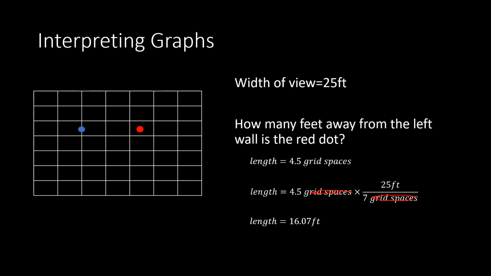And if we do that math, we are left with 16.07 feet. All right, so 16.07 feet is the answer for how many feet away from the left wall is the red dot.